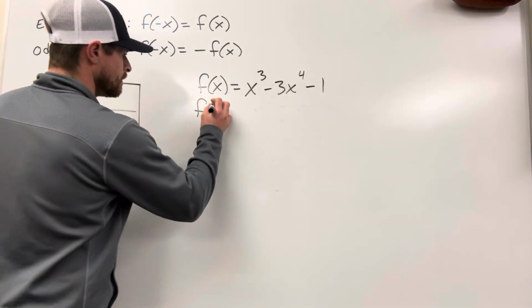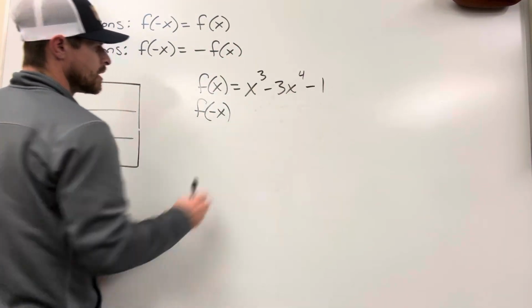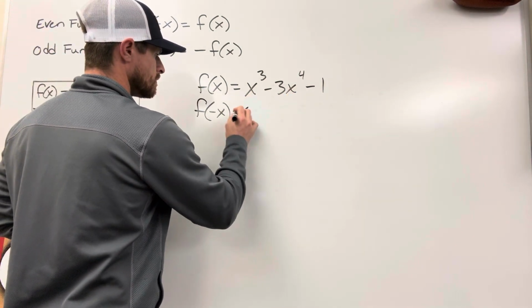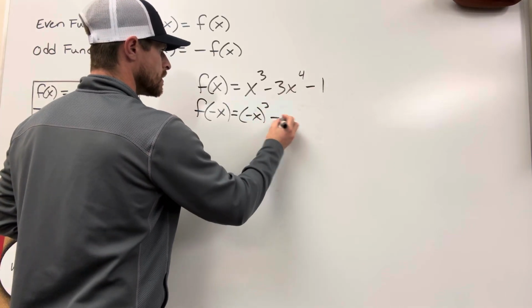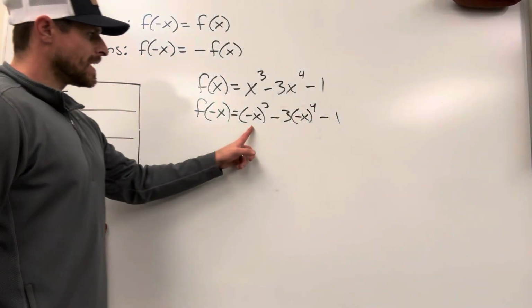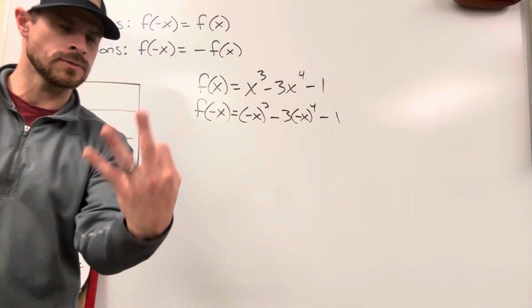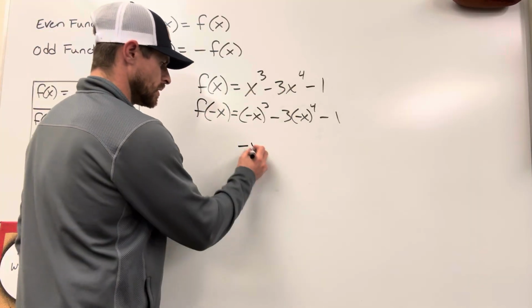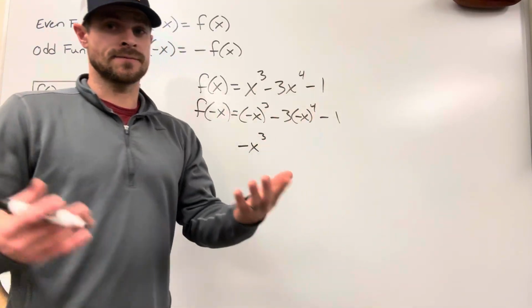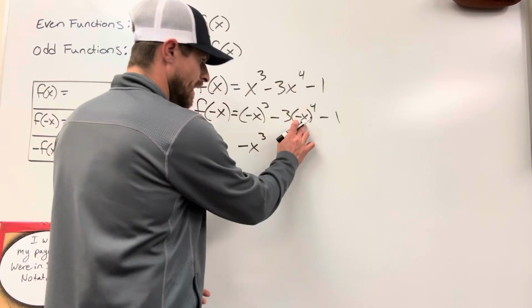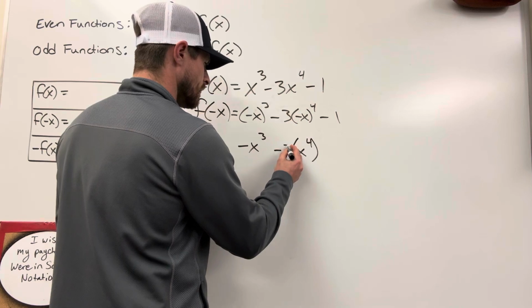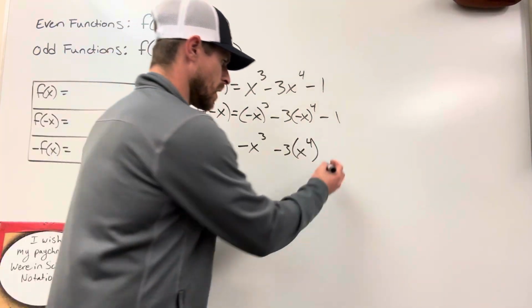Let's write f of negative x out and see if these match. So all we got to do in this case is just change that and that to negative x's. So you're going to get negative x to the third minus 3 times negative x to the fourth minus 1. Negative x to the third power, because it's a 3, you're going to end up getting a negative result. So we can just say negative x to the third. Negative x to the fourth, well, because 4 is an even number, we're going to get a positive x to the fourth there. And that is going to need to be multiplied by negative 3. And then negative 1 would just get brought down.